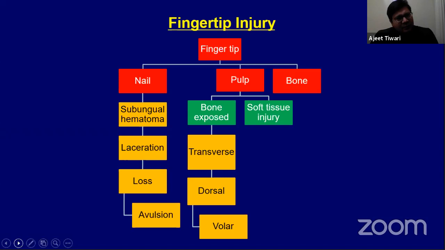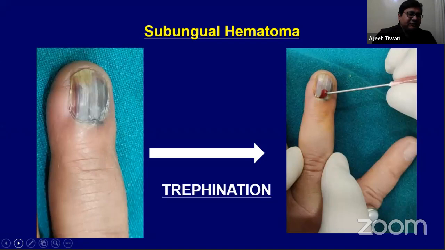Pulp injuries can happen in two types: one where the bone is not exposed, meaning there is a loss of soft tissue only, and the second where the patient has exposed bone. Subungual hematoma is a very painful condition where there is a nail bed injury under the nail plate, and a collection of blood between the nail plate and the nail bed.